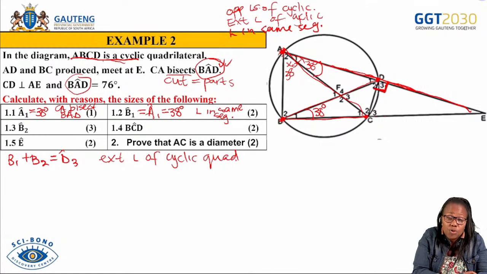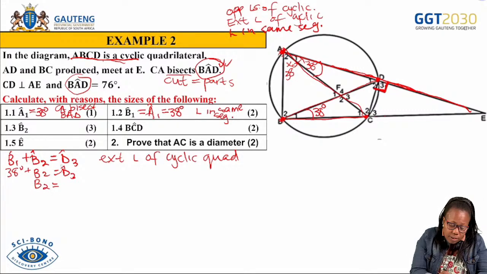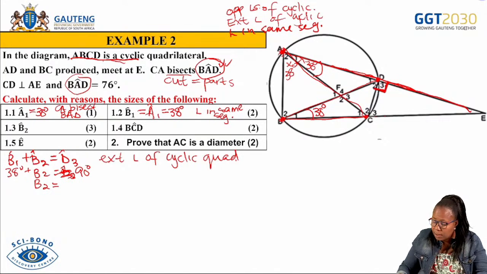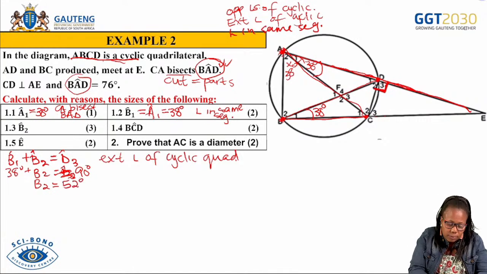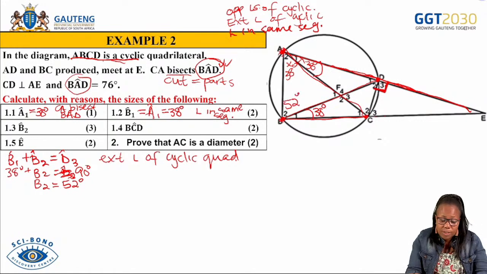And then let's substitute. We know the value of B1 is 38 degrees, plus B2 equal to D3. Therefore, B2 will be how much? The D3, we can even put the D3 value there, which is 90 degrees, grade 12. Therefore, B2 will be 90 minus 38, which is how much? 52 degrees. So happy now, the B2 is 52 degrees. We are done with that answer there.